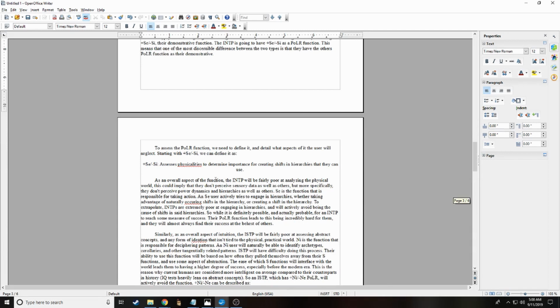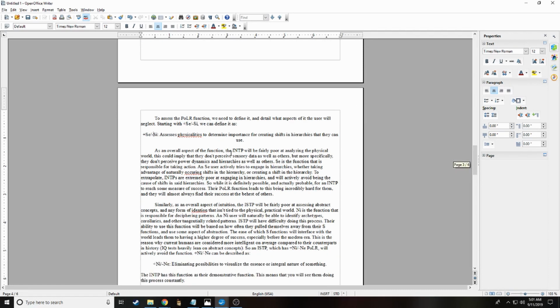Alright, to assess the polar function, we need to define it and detail what aspects of it the user will be neglecting. Let's start with positive SE and negative SI. We can define that as the ability to assess physicalities to determine importance for creating shifts in hierarchies that they can use. So positive SE is using shifts in the hierarchy because it's positive, it's shallow. The negative SI is assessing the physicalities. Because it's negative, it's a little more deep. It's no longer about assessing comfort as positive SI would be.